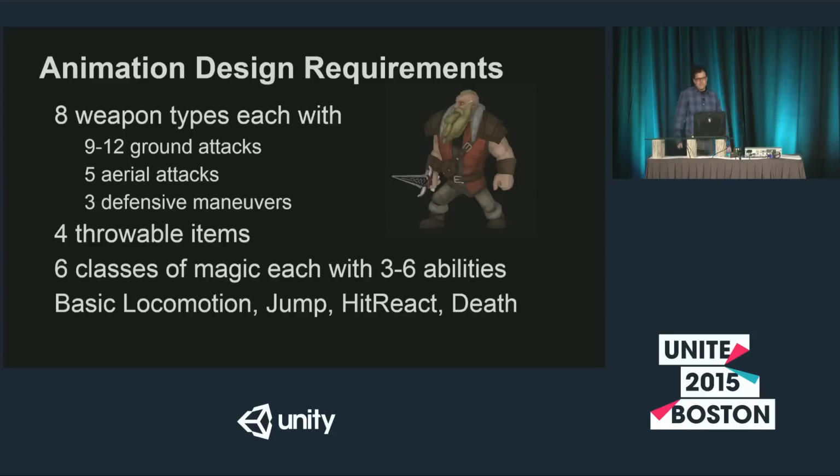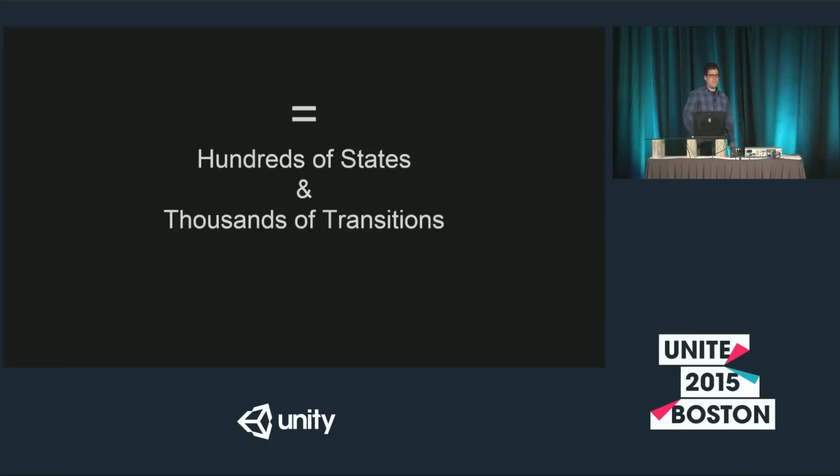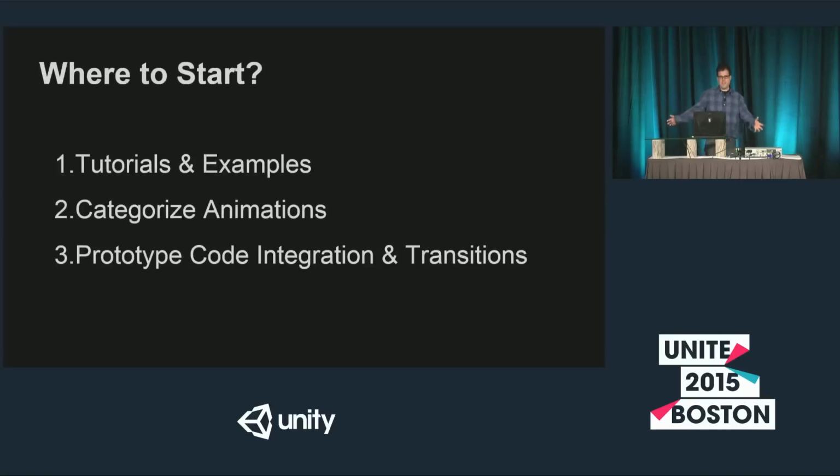What that amounts to is about 150 weapon animations and states, 10 throwable item animations, 30 magic animations, and 7 locomotion animations. It sounds like it's just a couple hundred, but when you break down some of the throwing animations, some of the locomotion animations, you end up with up to 10 states for just one animation. What that results in is hundreds of states, thousands of transitions, a very complicated state machine. So where do we start with that?